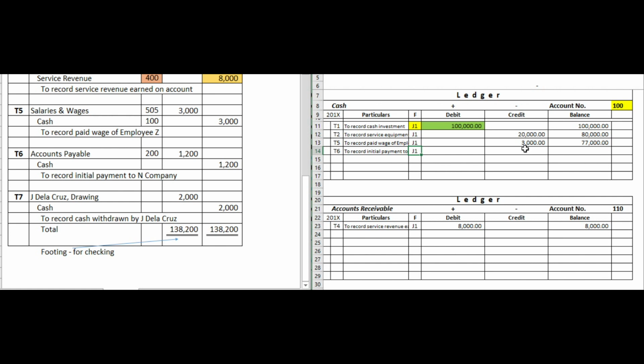J1. And then, 1,200 yung amount. Balance, 75,800. Okay? Ito yung tinatawag na balance natin, yung nasa dulo. As of transaction 6. Okay? As of transaction 5, 77,000. Next. Reference, 100. Last transaction, drawing.